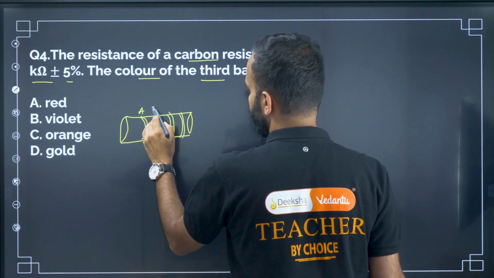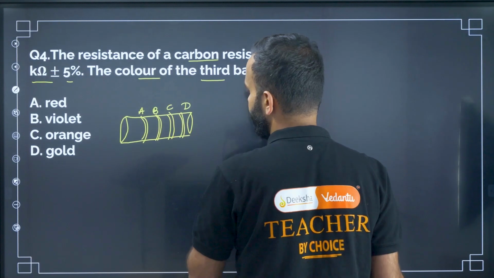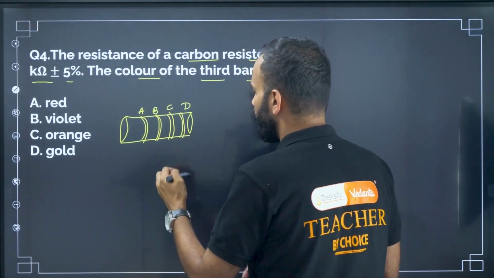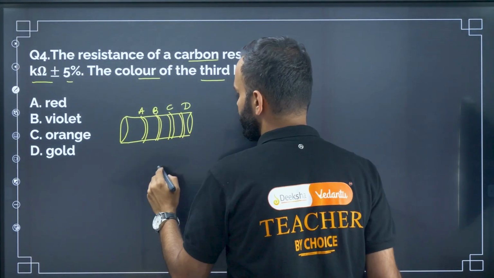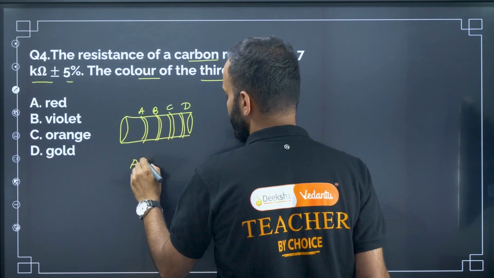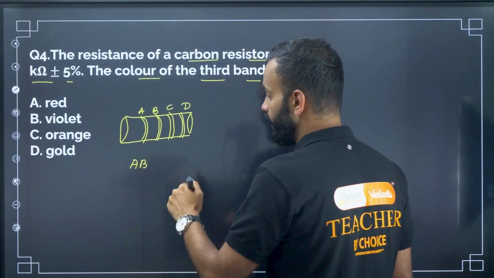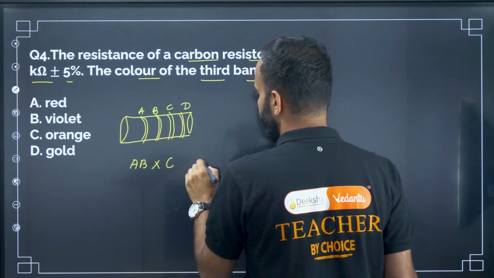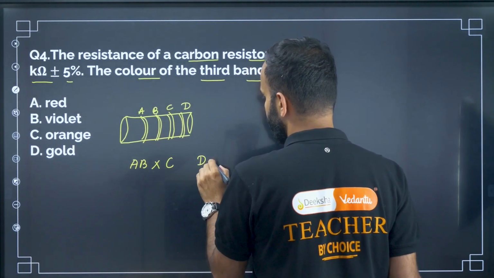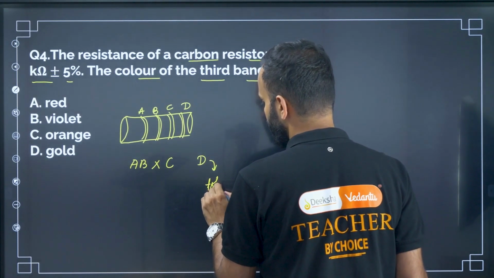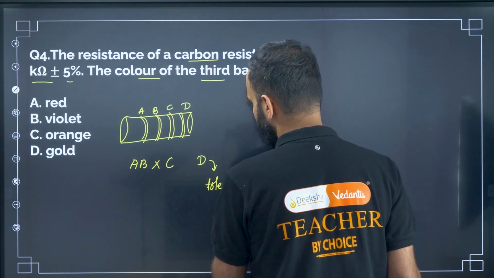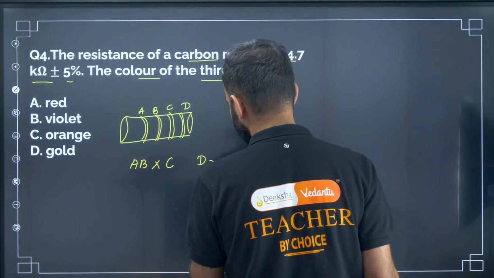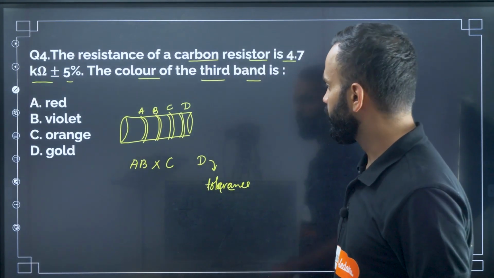A, B, C and D. C is the third band, right? So how do you find the resistance of this resistor? AB into C, and D is the tolerance, right? D is the tolerance.